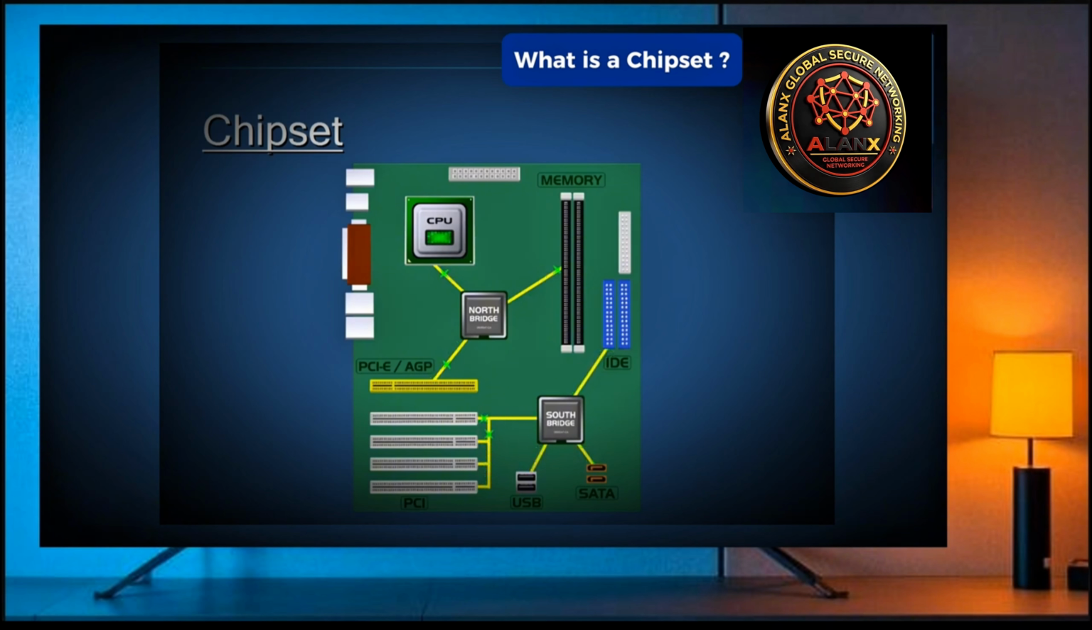So if the PCI, USB, IDE, or a SATA ports needed to communicate with the CPU, the information has to go through the Southbridge, and then up through the Northbridge, and then to the CPU.